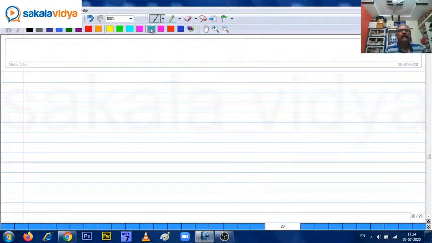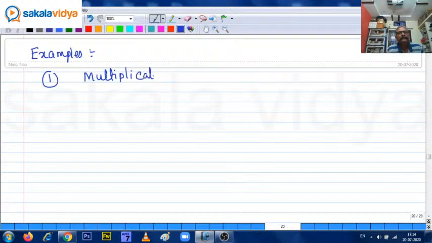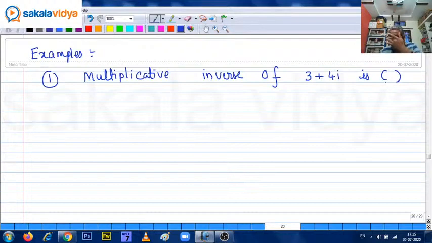Okay, one question I will ask. Let me ask the one question. Examples. Multiplicative inverse of 3 plus 4i. Multiplicative inverse of 3 plus 4i.